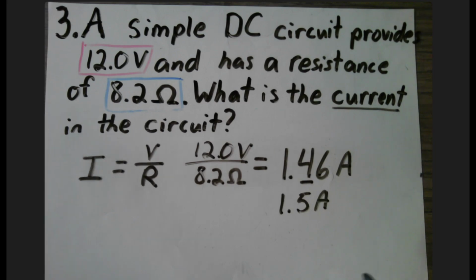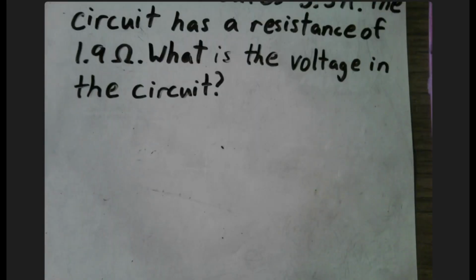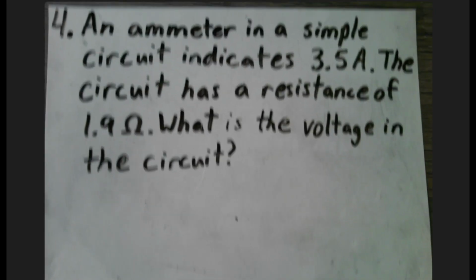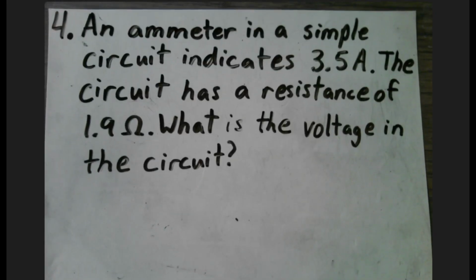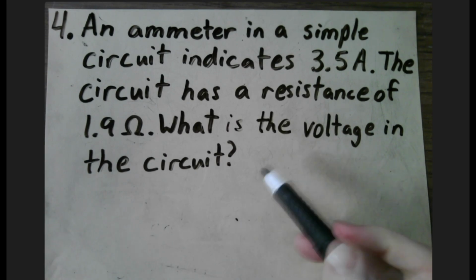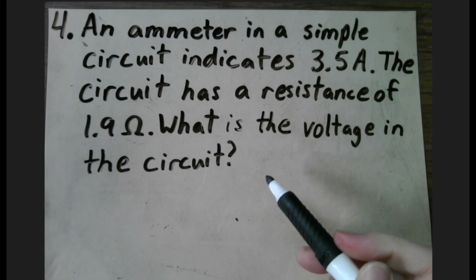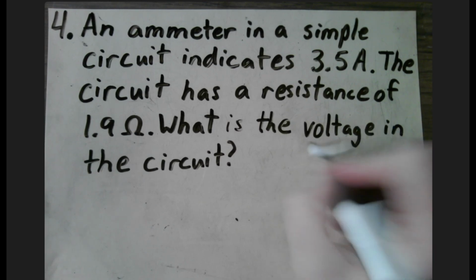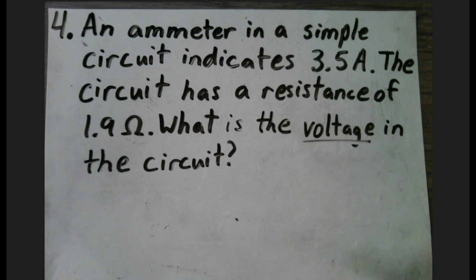Now that we've learned how to calculate for current, let's switch gears and figure out how to calculate for voltage. An ammeter in a simple circuit indicates 3.5 amperes. The circuit has a resistance of 1.9 ohms. What is the voltage in the circuit? Here, we're looking for voltage.